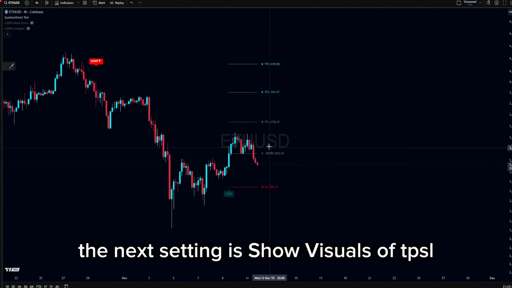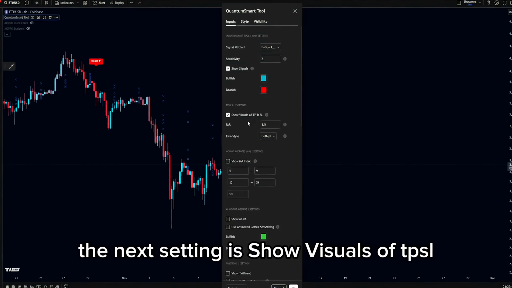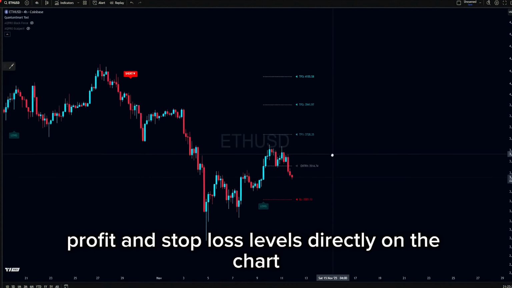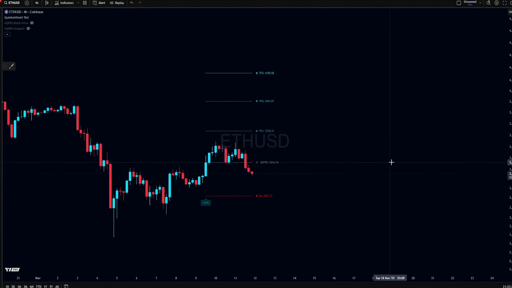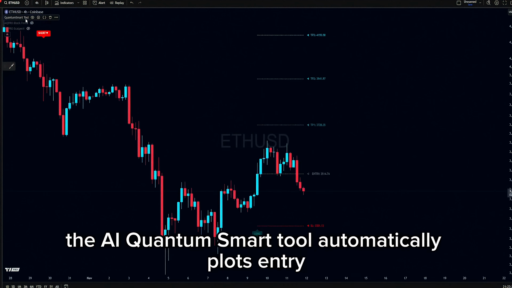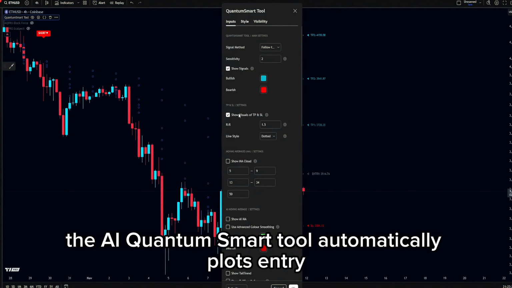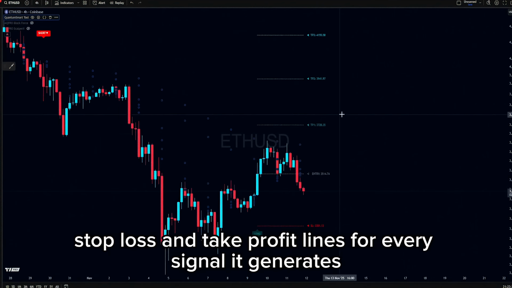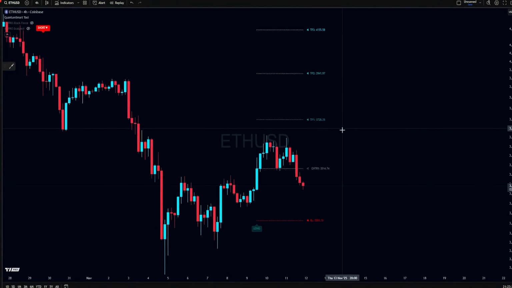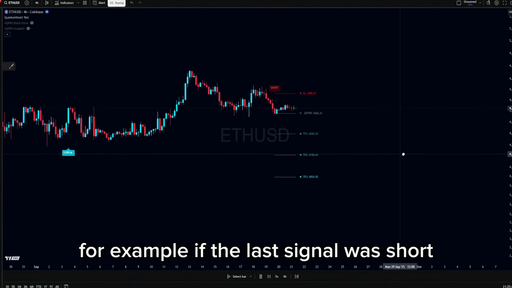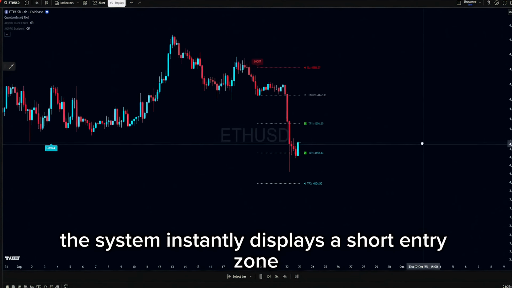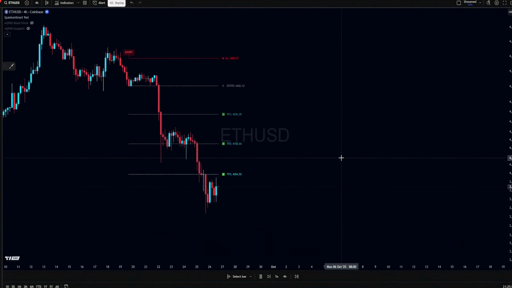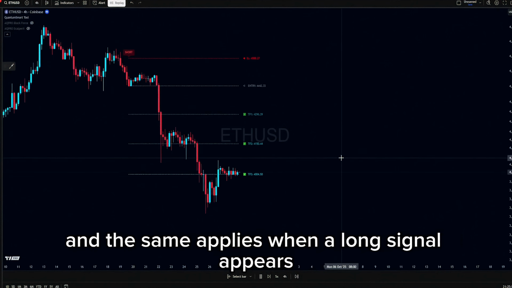The next setting is Show Visuals of TP and SL, a feature that helps you clearly visualize your take profit and stop loss levels directly on the chart. When this option is enabled, the AI Quantum Smart Tool automatically plots entry, stop loss, and take profit lines for every signal it generates. For example, if the last signal was short, the system instantly displays a short entry zone, along with corresponding stop loss and take profit levels. And the same applies when a long signal appears.